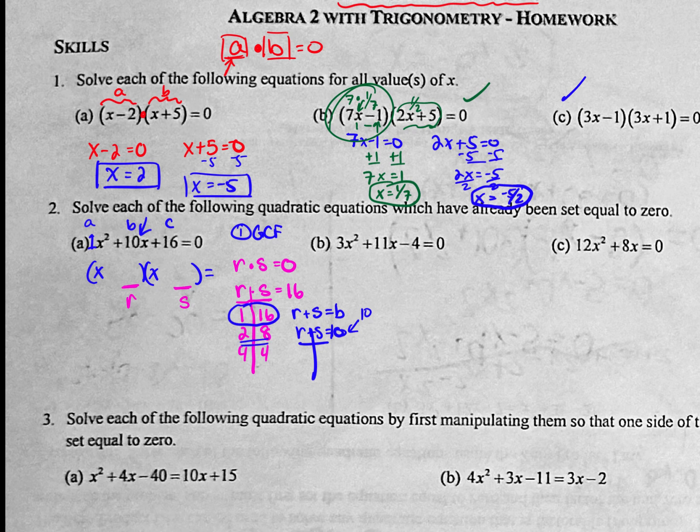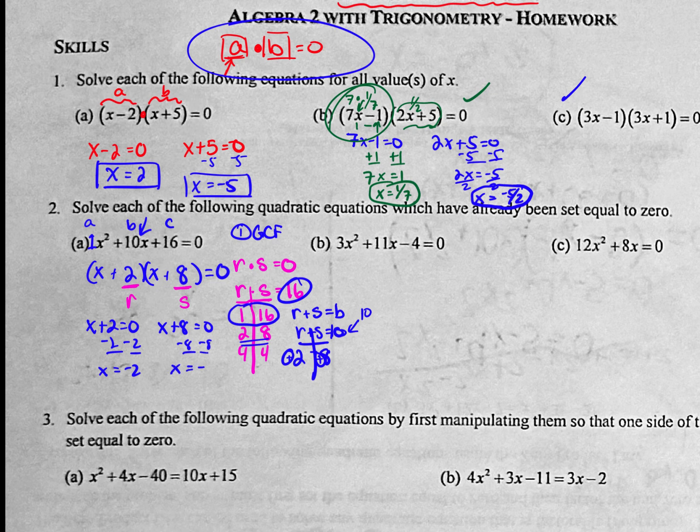2 and 8 are a possibility, though, because if R is a 2 and S is an 8, or vice versa, those two numbers would add up to 10. And they also multiply to 16, so therefore I know this is a 2 and an 8, and they both are positive, so they add up to that 10. And now that it's factored, I can use the zero product property. x plus 2 could equal 0, or x plus 8 could equal 0. Subtract 2, x is negative 2. Subtract 8, x is negative 8.